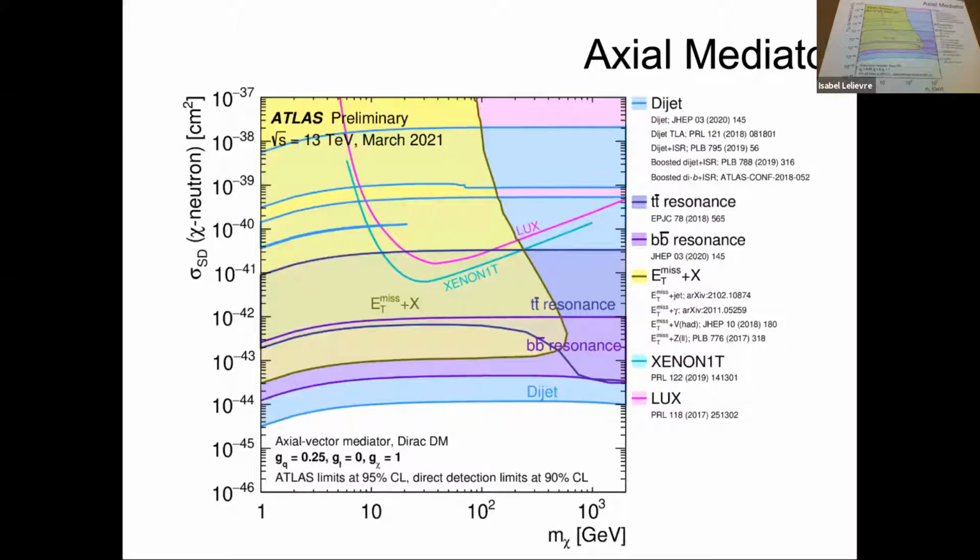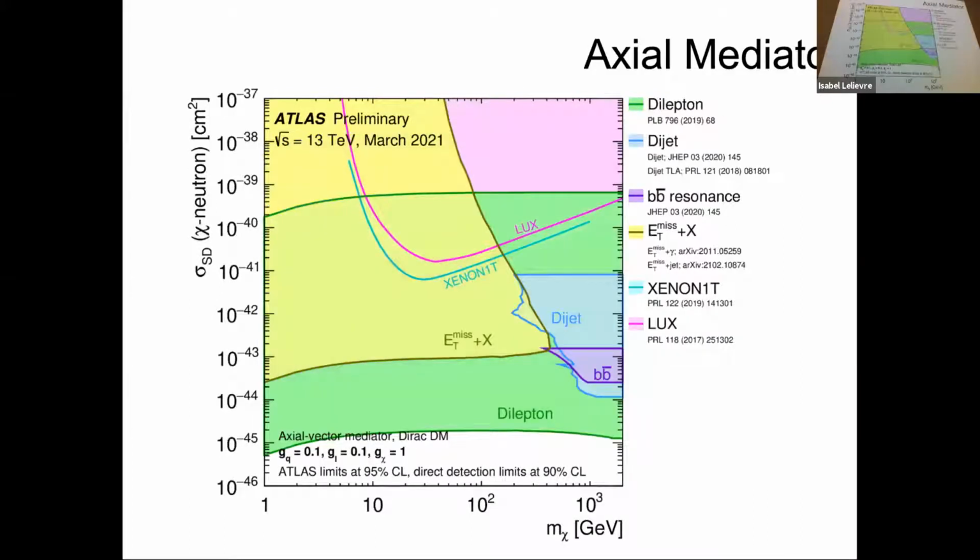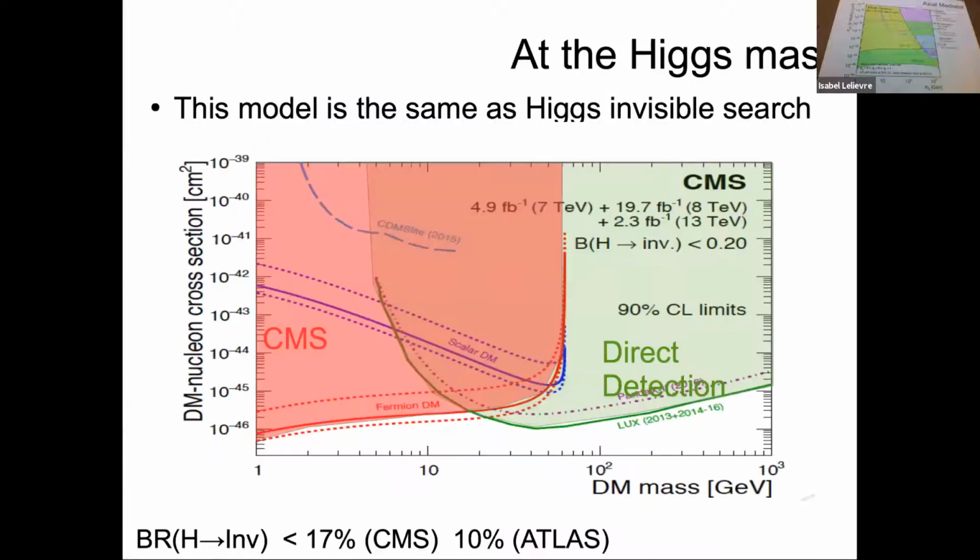So here's the axial vector. Here you only have spin dependent direct detection, so you can see the LHC bounds are much stronger. The dilepton bounds are not here, but they should be. They're even further down, well below the neutrino wall. Oh, here they are. So you can see the LHC does a pretty good job at covering this area under these model assumptions.